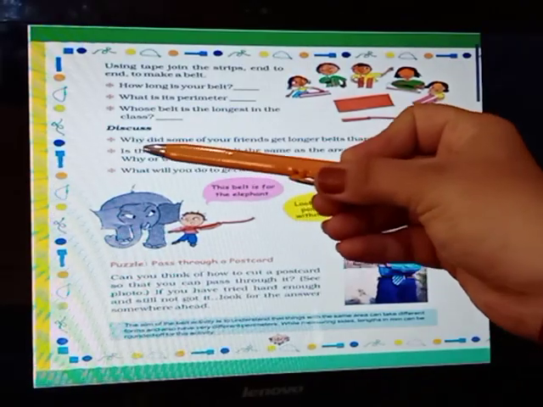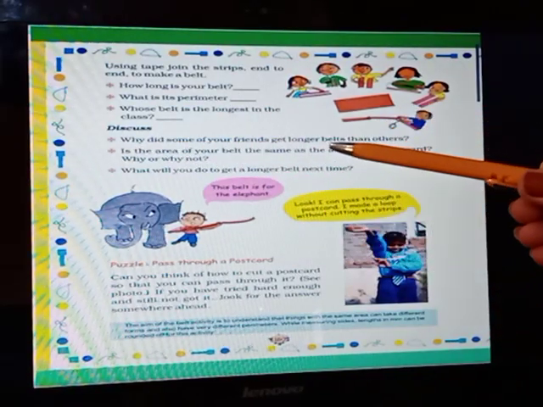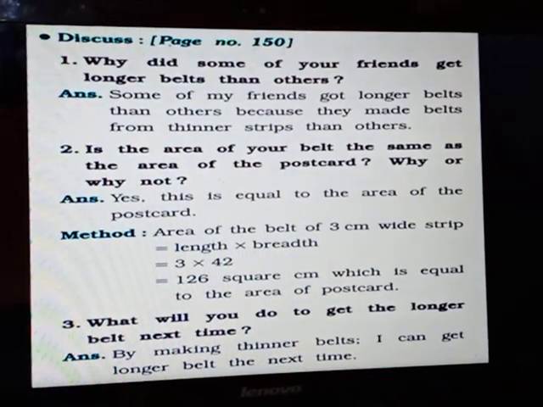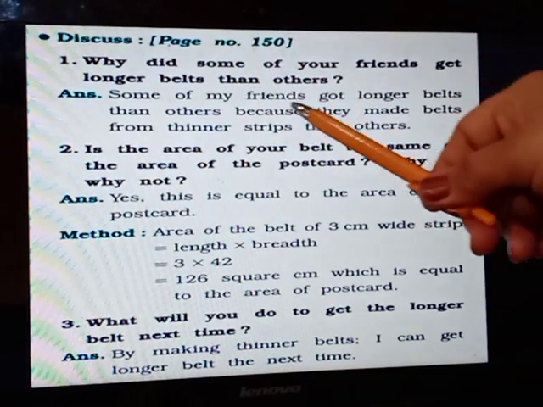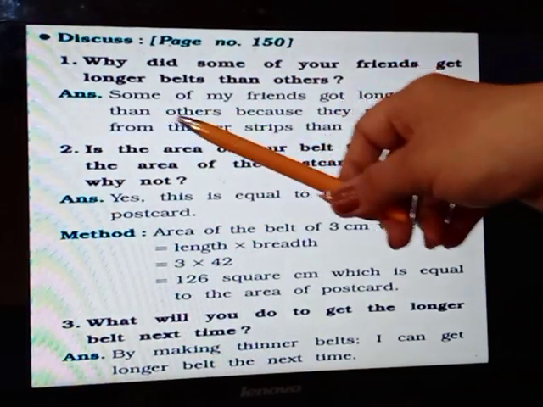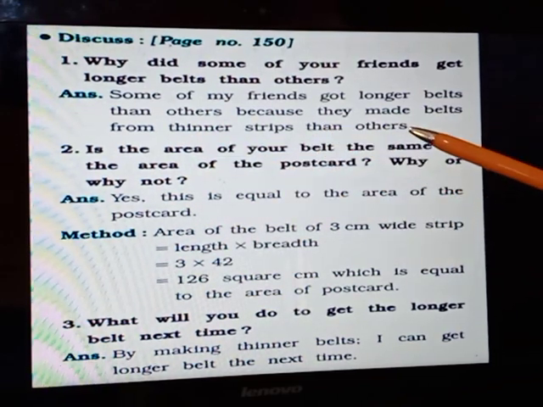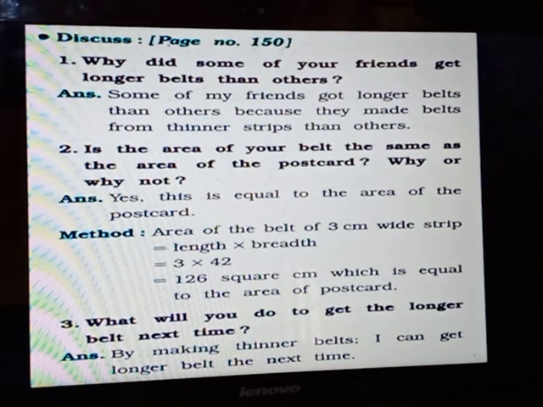In that, what is written? Why did some of your friends get longer belt than others? Right? So here we will get the answer. Some of my friends got longer belt than others because they made belts from thinner strips than others. Thinner strip, it means they have taken less measurement. That means instead of 3 centimeter strip, they have taken 1 centimeter measurement or 0.5 centimeter measurement. So their strip will be thinner but their belt will be long.